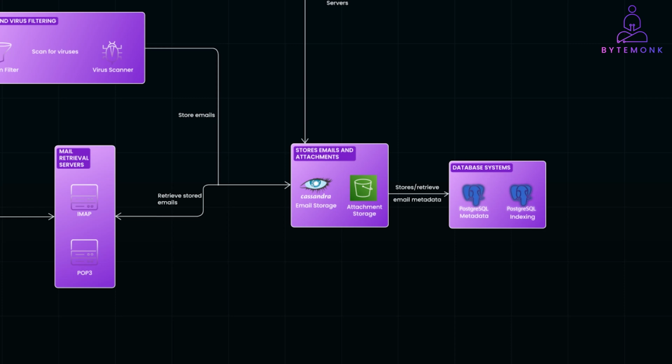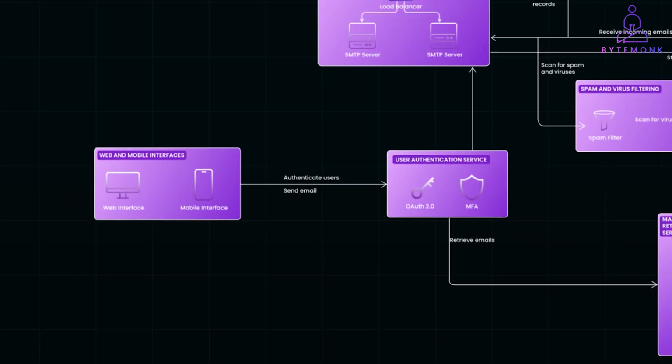Now, for a fully functional email system, users need web and mobile interfaces, just like what you see with Gmail or Outlook. So scalable web servers like Nginx or Apache sit behind load balancers, handling traffic and serving the user interface. We can expose RESTful APIs for both web and mobile clients, and these APIs are secured with authentication and rate limiting to ensure safe and smooth access.